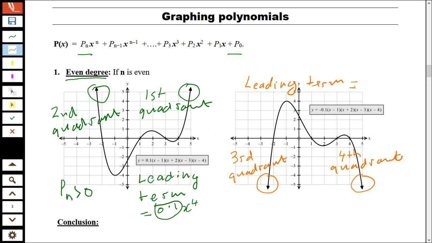What's the leading term going to be? Well, you can see it's negative 0.1. If you multiply those x terms out, the highest x term will be x to the 4, won't it? Think about it, you've got x times x times x times x, x to the 4. Okay, now notice the leading term here is negative. Okay, so Pn less than 0. All right, so what's our conclusion then?